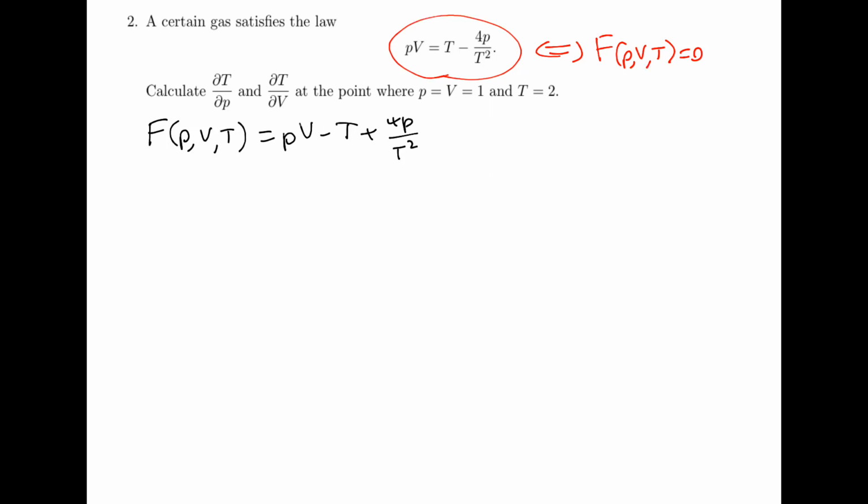Okay, so as before, let me start by computing partial derivatives of this function capital F. So let's first do the partial derivative with respect to the P variable. Well, that's equal to V, T is a constant if I differentiate with respect to P, so we get 4 over T squared.